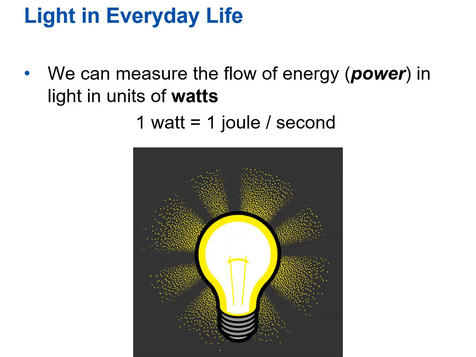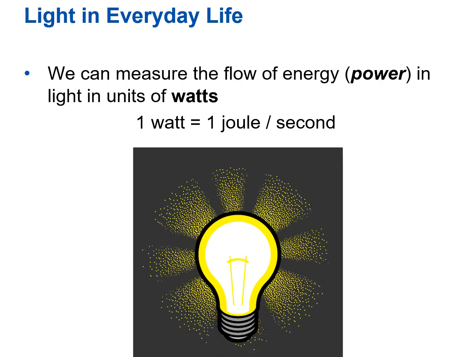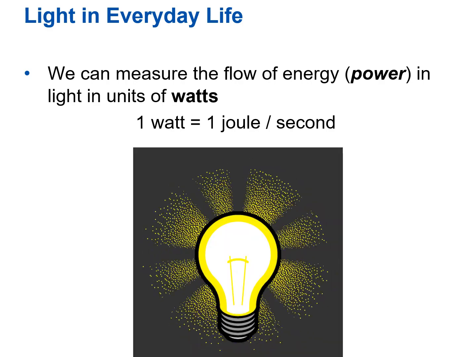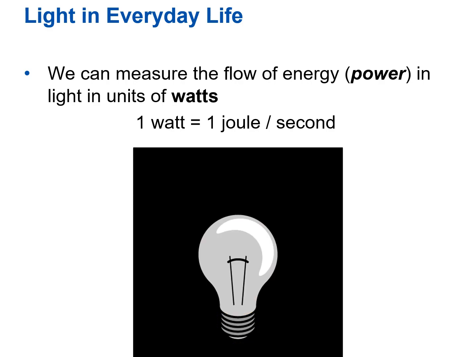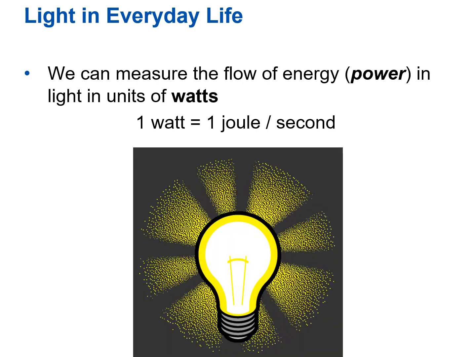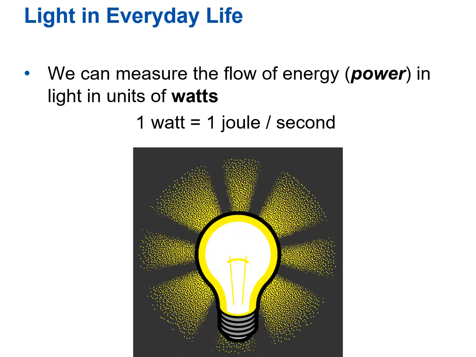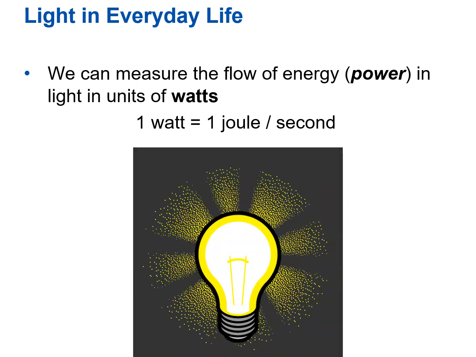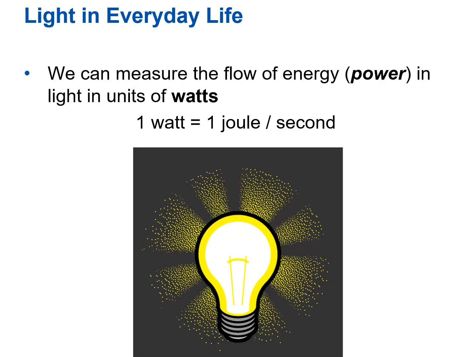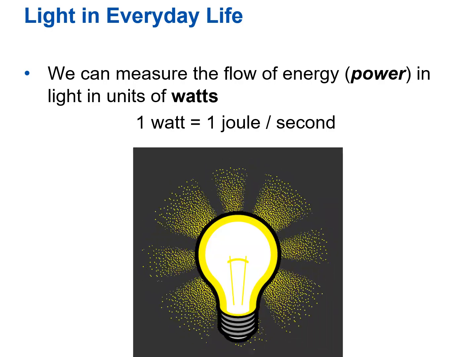We measure the flow of energy, which is called power, in light in units of watts. And so you think about like a 100-watt light bulb. The watts refers to how much energy in a given amount of time comes out of it. So 1 watt is defined as a joule per second. A joule is a unit of energy, and seconds, of course, is time.